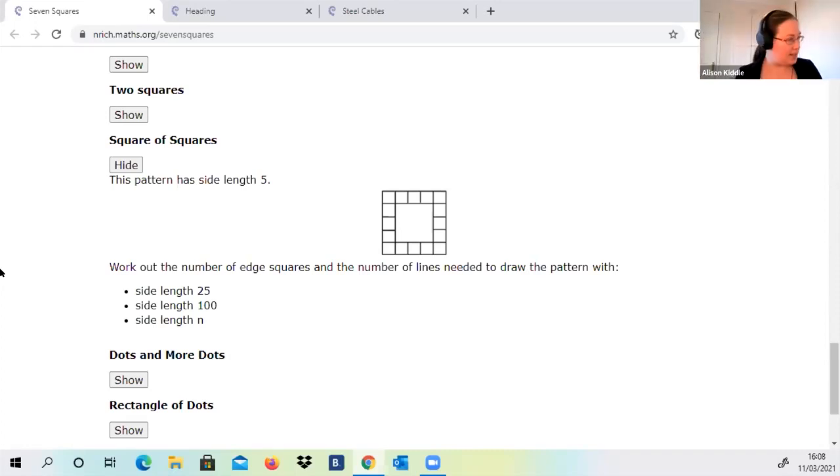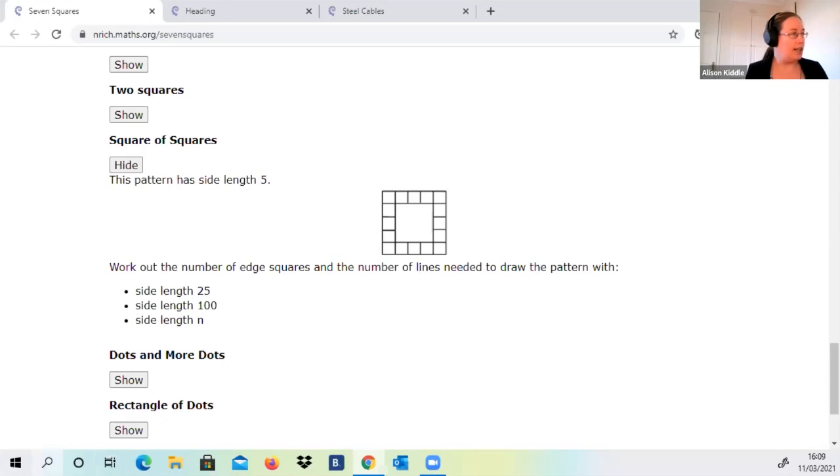Okay, and so there are 2 things that it asks us to explore: the number of edge squares and the number of lines needed to draw the pattern. What would you like to start with? I think number of squares is going to be a lot easier than the number of lines. Okay, so it's asked us to look at side length 25, 100 and n. I think I want to start with side length 5 just to ease ourselves into the problem. So if everybody would like to think about how they would count the number of squares around the edge of this pattern, you might want to just pop in the chat the way that you worked it out.